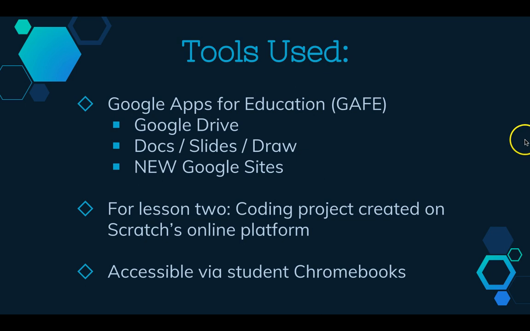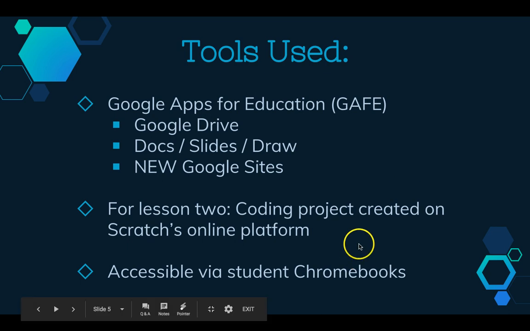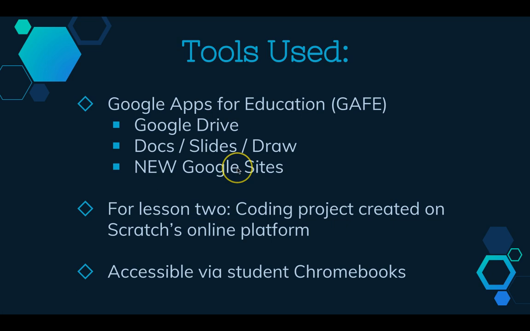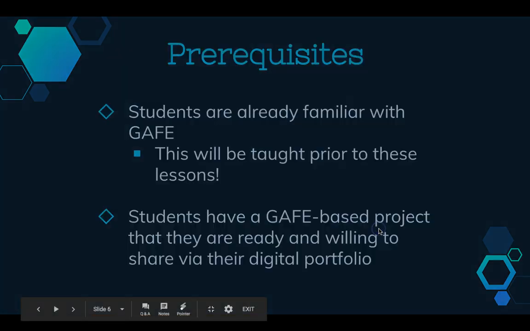Actually, in this presentation, both my lessons are centered around the idea of a digital portfolio. So the first lesson is all about creating that portfolio. Lesson number 2 is about taking a project from something outside of the Google tools. I'm going to do a coding project from the Scratch website and put that in the digital portfolio as well. So students will need to actually have a completed Google project. They will also need to have a completed coding project on Scratch for lessons 1 and 2. And obviously students will need Chromebooks to access this.